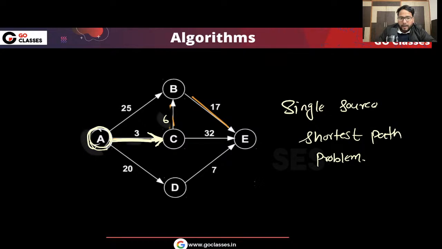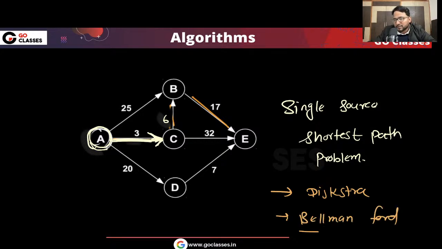Now, to solve this, we have two popular algorithms. Can you tell me those? One of them is Dijkstra, another one is Bellman-Ford, right? So let's see today what Bellman-Ford is, and how to solve the single source shortest path problem using Bellman-Ford.